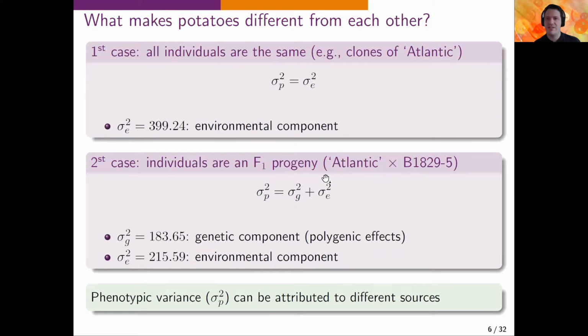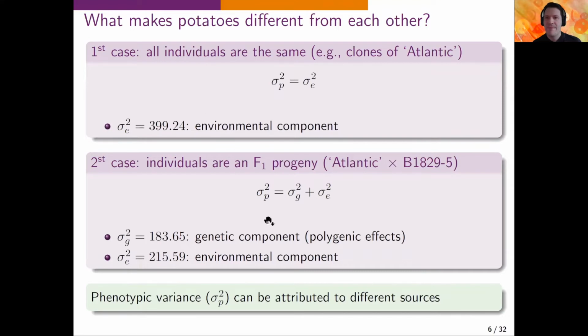Okay, we understand from the histogram that there is some variation, but what makes potatoes early maturity or late maturity? First, let's suppose we planted an experiment in the field with clones of Atlantic only, one of the parents, right? All the phenotypic variation we see is due to the environment, because we have clones of a single cultivar only.